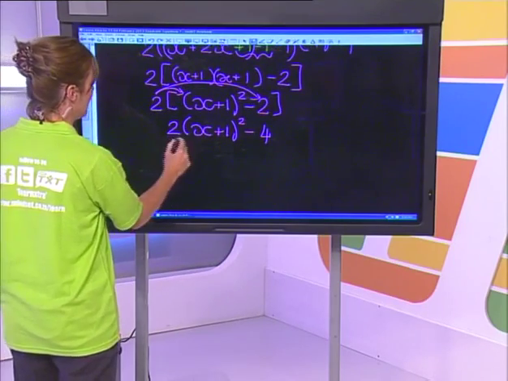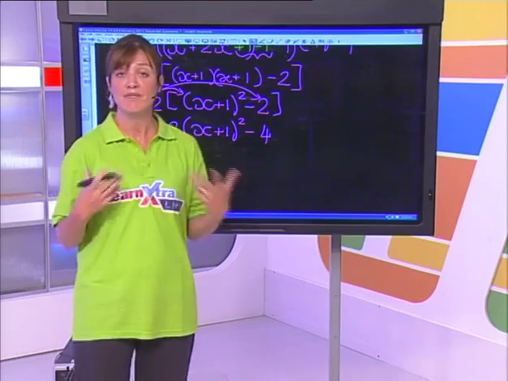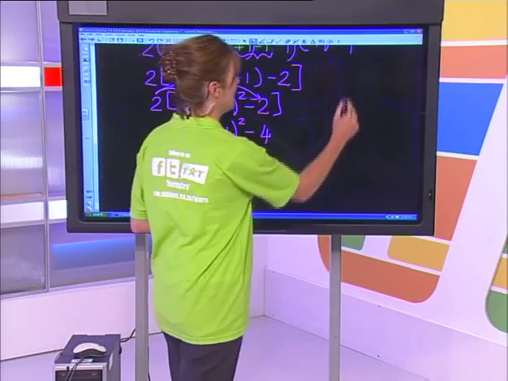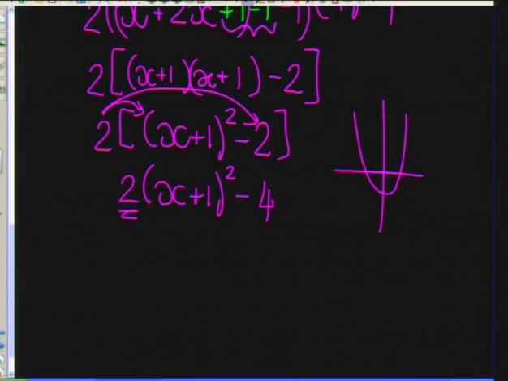So if I have a look at my value for a, we can see that that's positive. So what I know is that my graph is going to be a smiling graph, just by means of its shape. So therefore we're looking at a minimum value. So that's at its turning point.